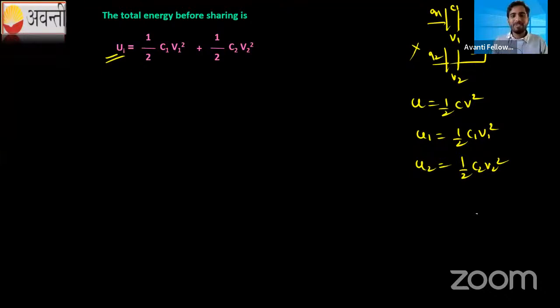What we will do to calculate the total energy is simple: add U1 plus U2. This is the initial energy before sharing.